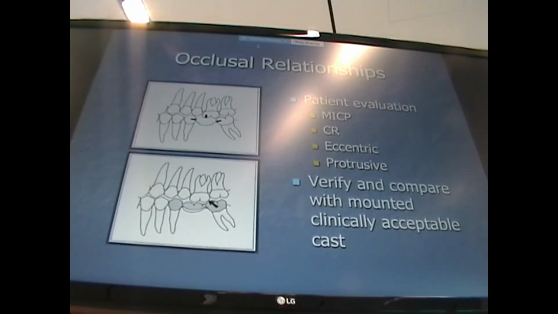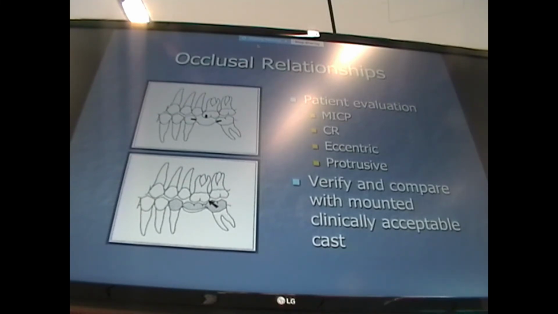And to verify and compare with mounted clinically acceptable casts. Clinically acceptable means you got everything that you need. You have the teeth. You have 4 to 5 millimeters of tissue reflected in your impression. It's not a denture impression. You really don't care about the peripheral folds, but you need 4 to 5 millimeters apical to the pregingival origin.